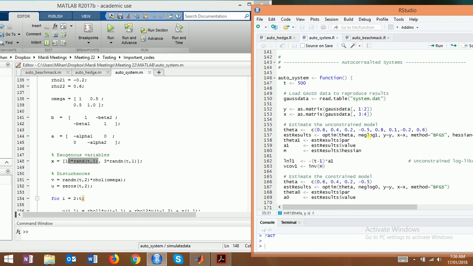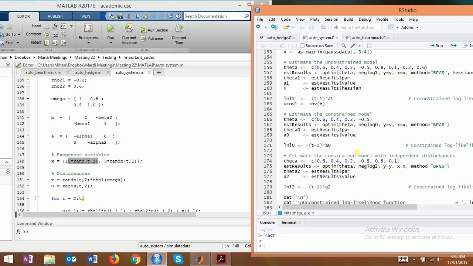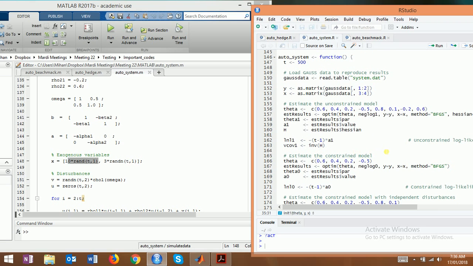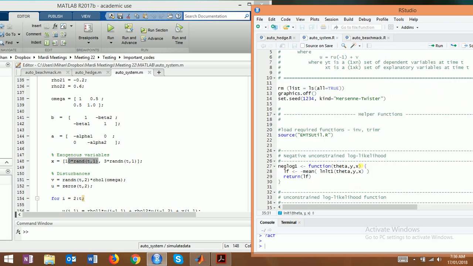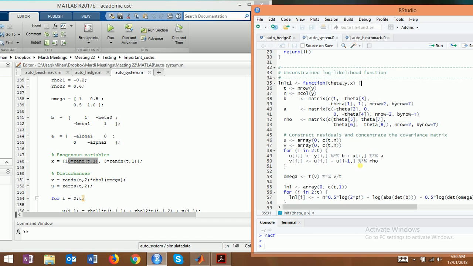I didn't do the simulation in R whatsoever. That might not be necessary. Okay, we'll come back to it later.